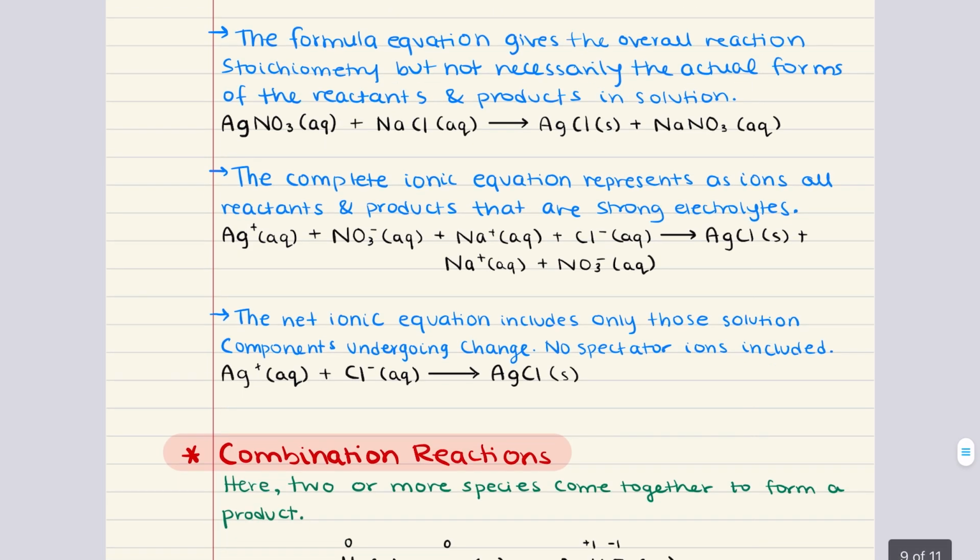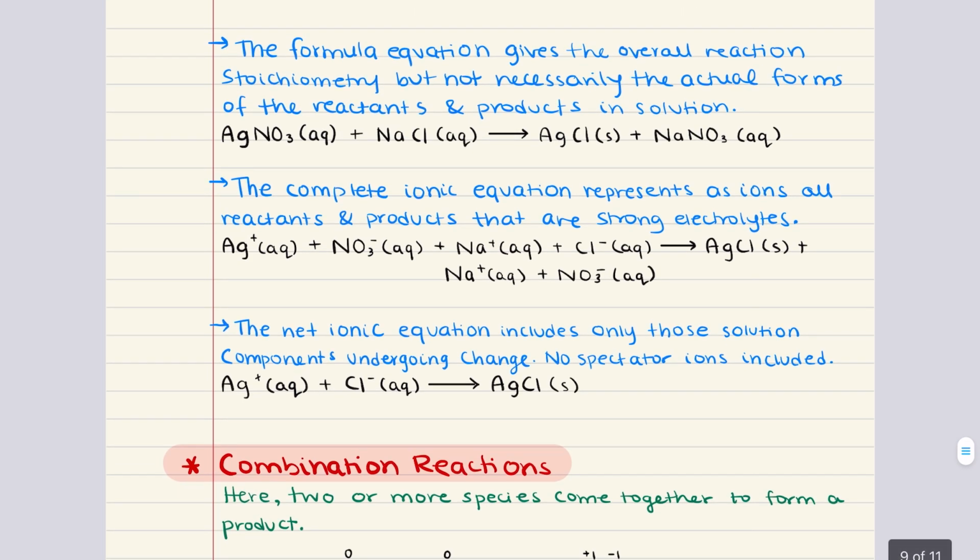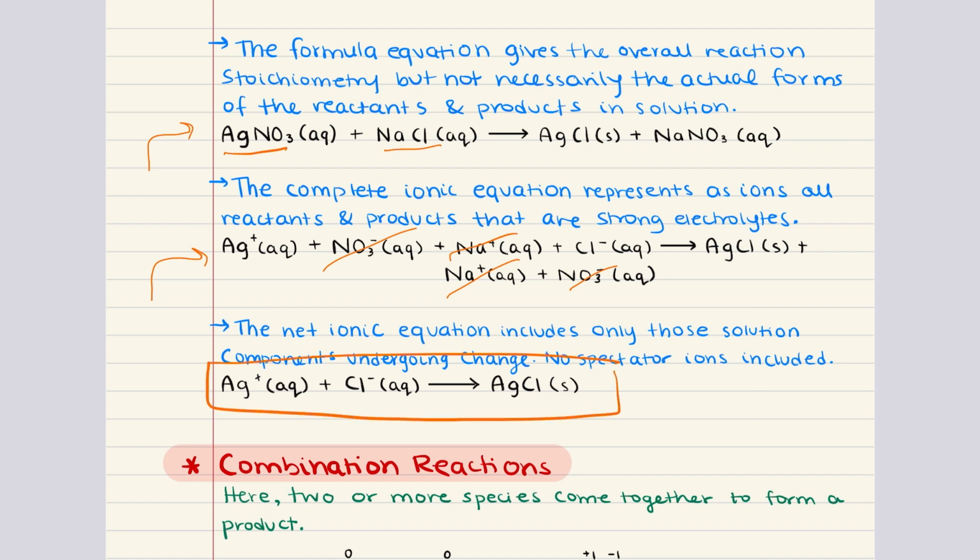Now, a common example we have gone over several times is the reaction between silver nitrate and sodium chloride. So here is the reaction in its undissociated form. Here is the total ionic equation where we write our aqueous solutions in their dissociated form. And once we get rid of the spectator ions, which are our sodium ions and our nitrate ions, we are left with the net ionic equation.